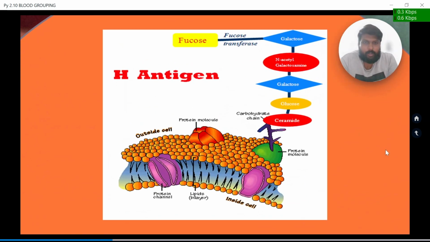You have a lipid bilayer, just like other cells, your RBC membrane. On the RBC membrane, you have a protein molecule, as you can see here. On the protein molecule, this Fucose transferase will add the Fucose to the basic glycoprotein component. For example, your ceramide, glucose, galactose, then N-acetyl galactosamine, galactose, and you have a Fucose which is added to it. So this is typically the H antigen, or you can call it the parent antigen, which is an indicator of your ABO blood grouping system.